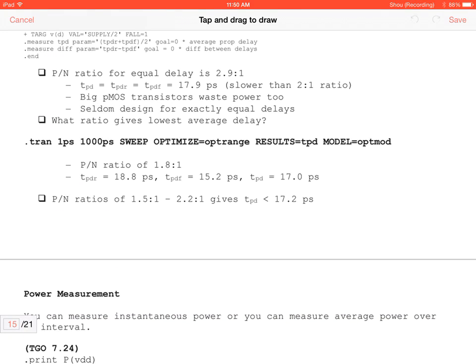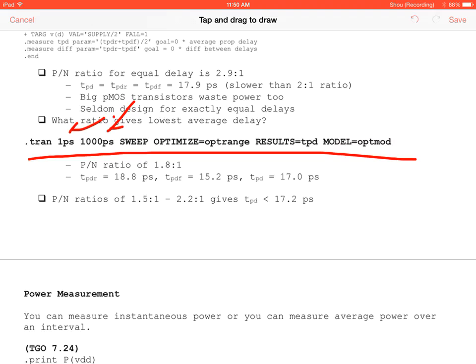So now we've replaced the transient value, 1,000 picoseconds. We've optimized opt range, results TPD. So now we're trying to find the best one there. So we've changed that from our difference to TPD. So now we're finding the lowest optimal range.